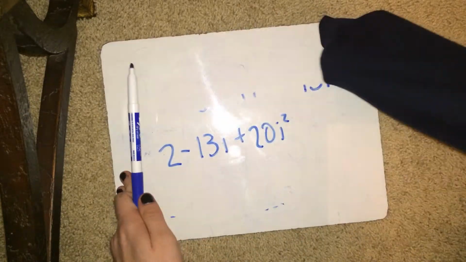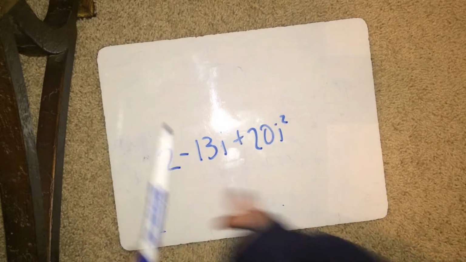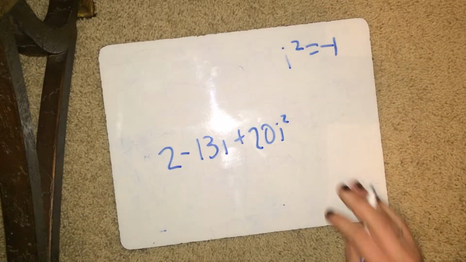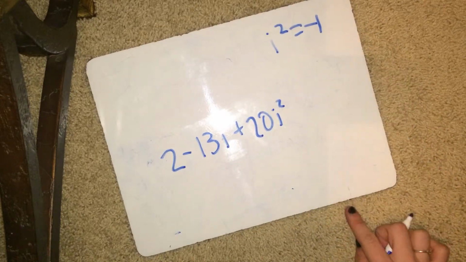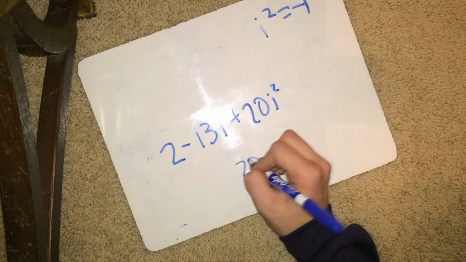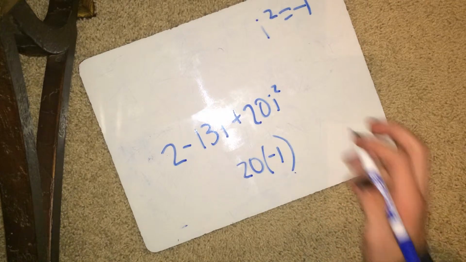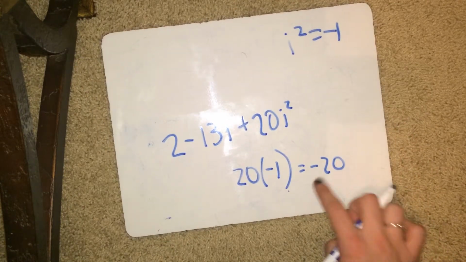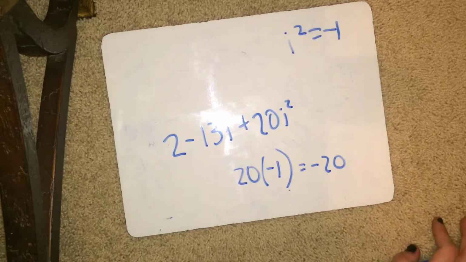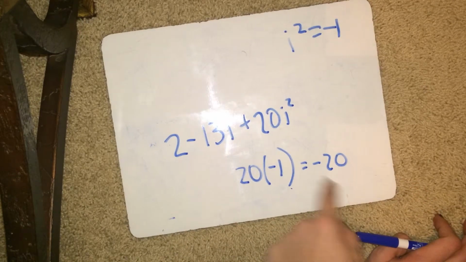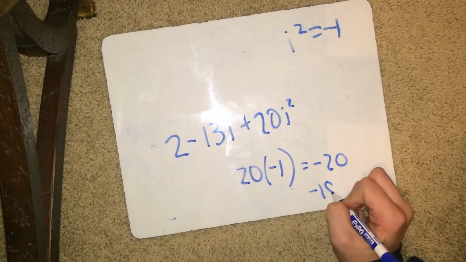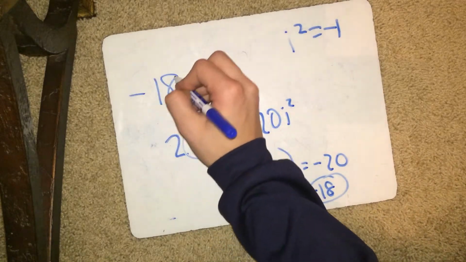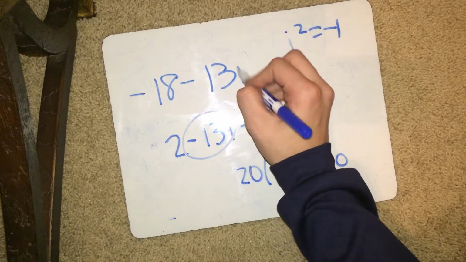And then from there, you think that you're done, but you're not, because you have to keep in mind that i squared equals negative 1. So you're going to substitute that in, making it 20 times negative 1, which would be negative 20, and that makes more like terms because negative 20 and 2 are both real numbers. So negative 20 plus 2 would be negative 18. So you're going to keep that and that, making it negative 18 minus 13i.